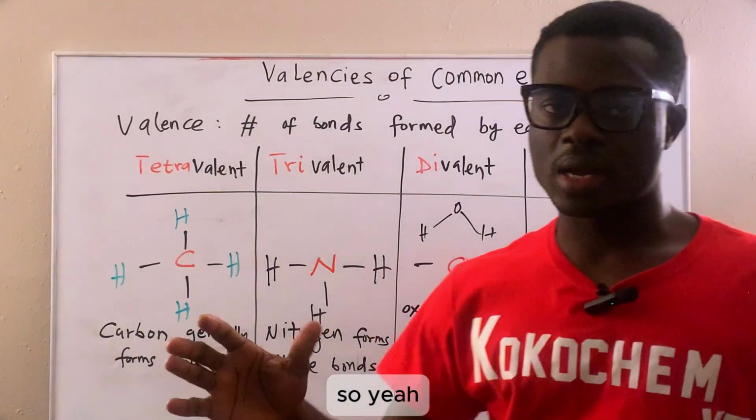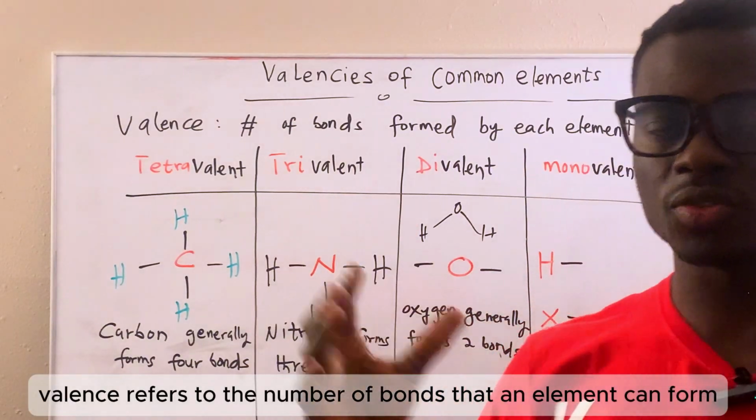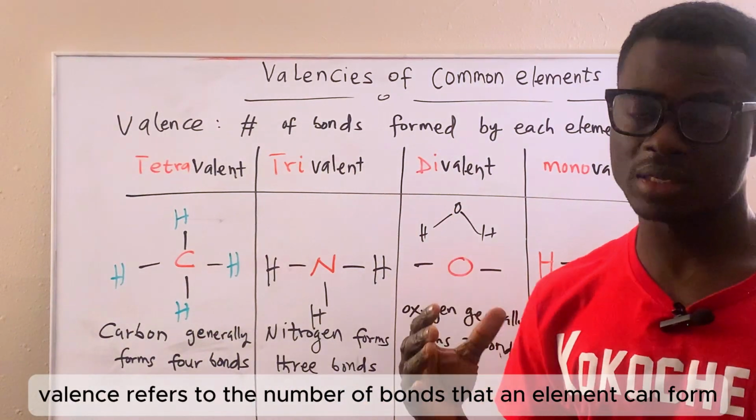Just for a recap, valence refers to the number of bonds that an element can form.